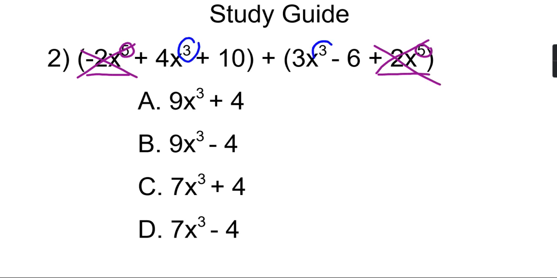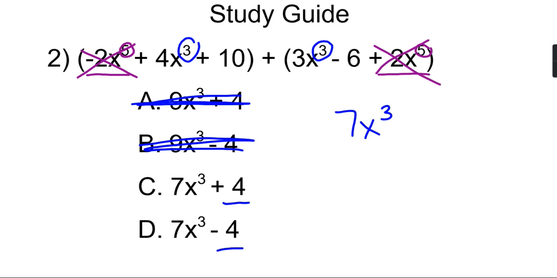Okay, next set of like terms, I see x to the 3rd power. I see another 3rd power right here, so I can add those together. 4x to the 3rd power plus 3x to the 3rd power, and that is 7x to the 3rd power. So I can cross off A and B because they have 9x to the 3rd power, so I see it's either 7x to the 3rd power plus 4 or minus 4. Let's look at the next set of terms and see which one it is.